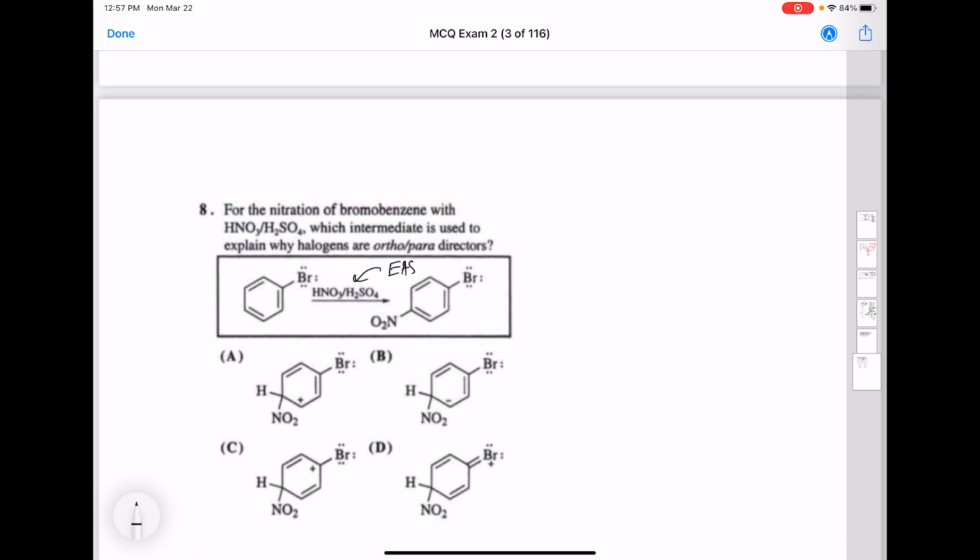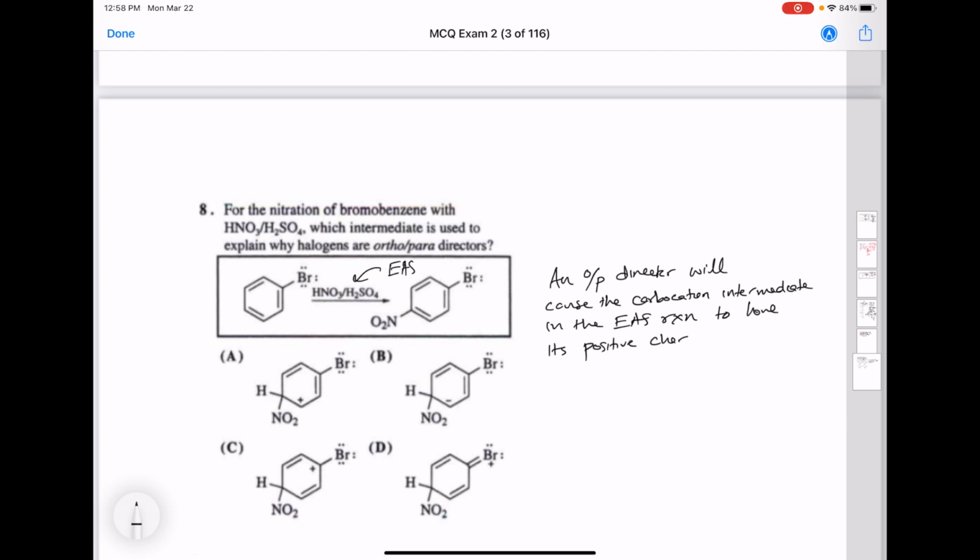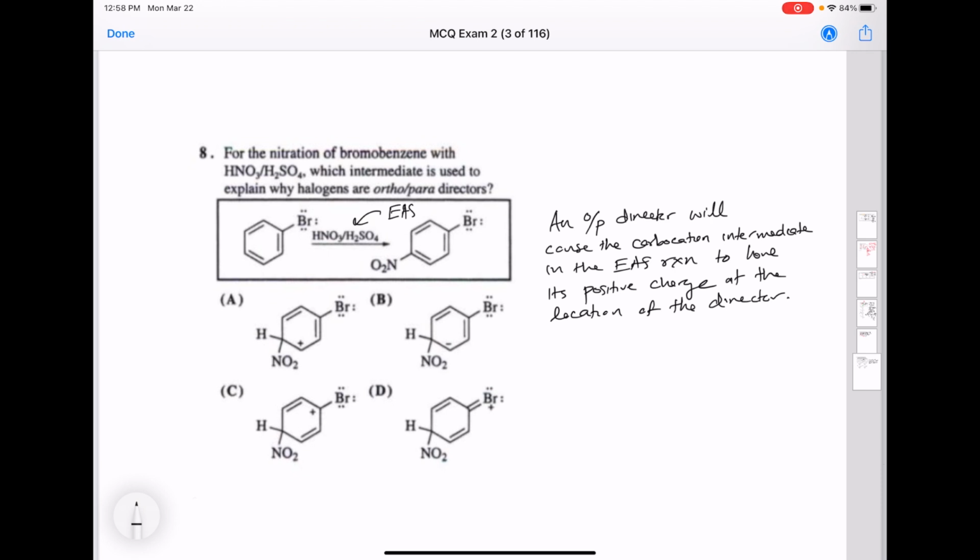So that means that for an EAS reaction, an ortho-para director, I'm just going to write it down, will cause the carbocation intermediate in the EAS reaction to have its positive charge at the location of the director. So it's going to have it at the carbon that is attached to the director. So let's actually try to do this mechanism for this reaction, right?